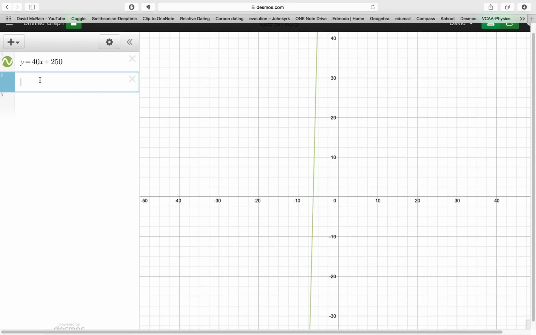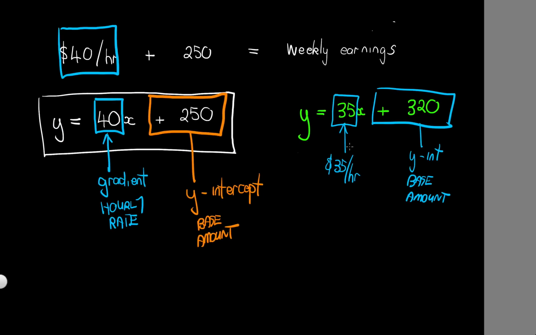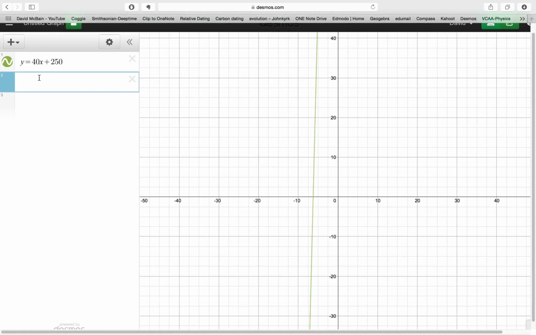And we'll now do the second one. Y equals 35x plus 320. Now, in order to see what's going on here, we need to zoom out. So that's exactly what I'm going to do.